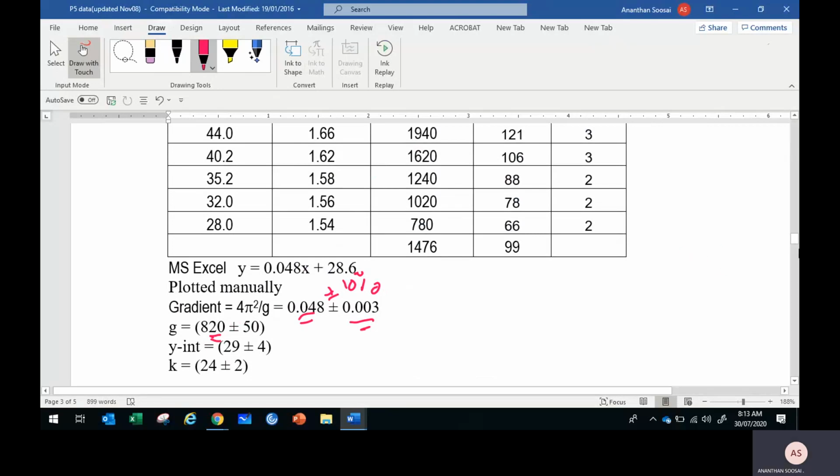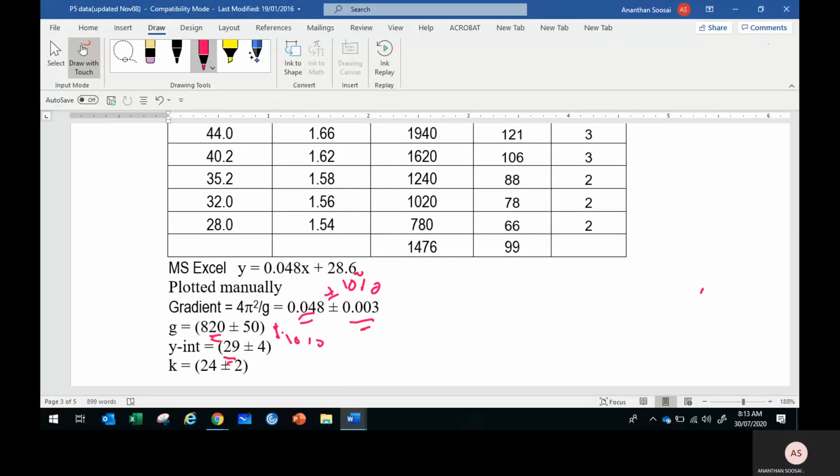Okay, so gravity must be plus minus 10%. The y-intercept must be 29, all plus minus 10%. Uncertainty is fine. Any number will do. It doesn't matter. They did not even give marks for the uncertainty.